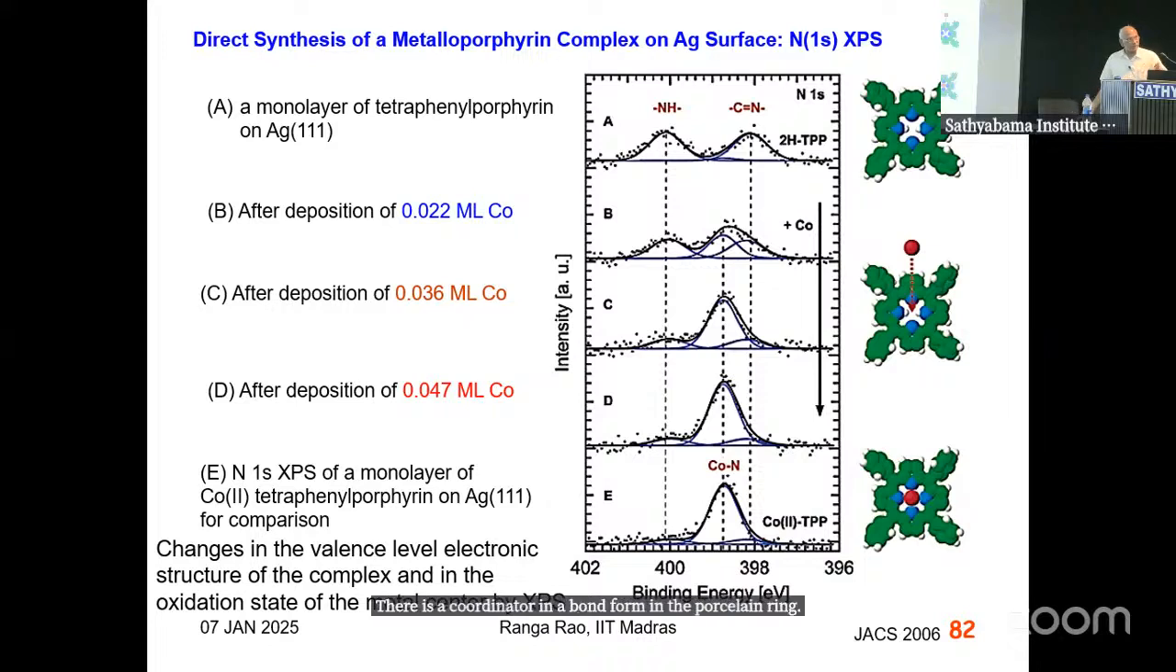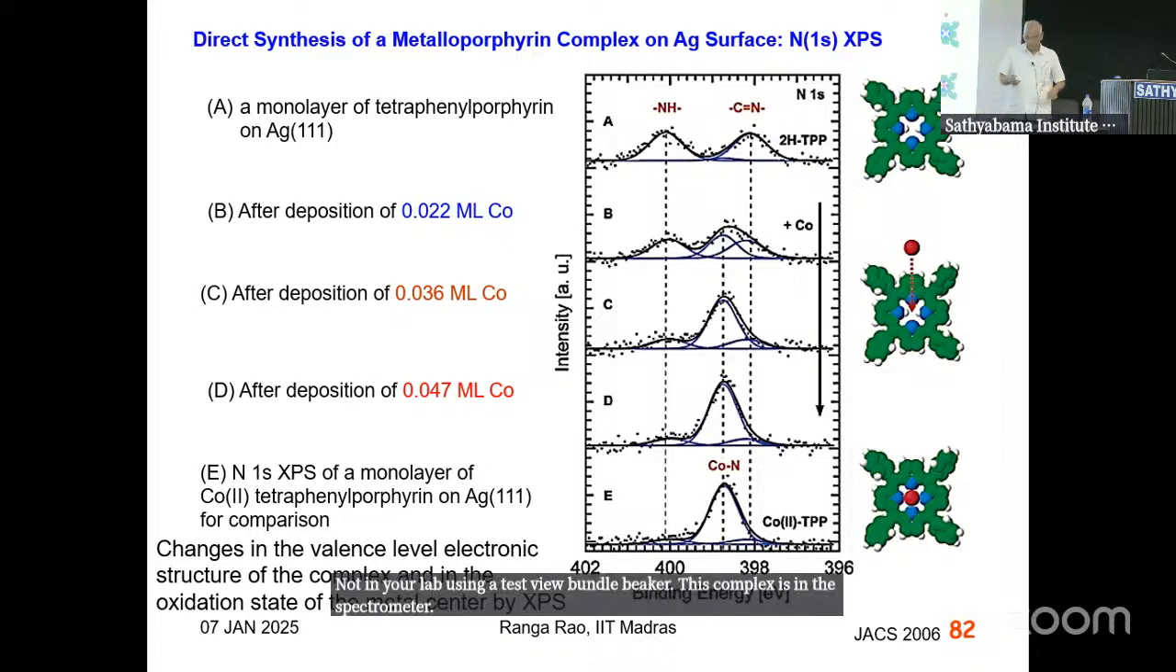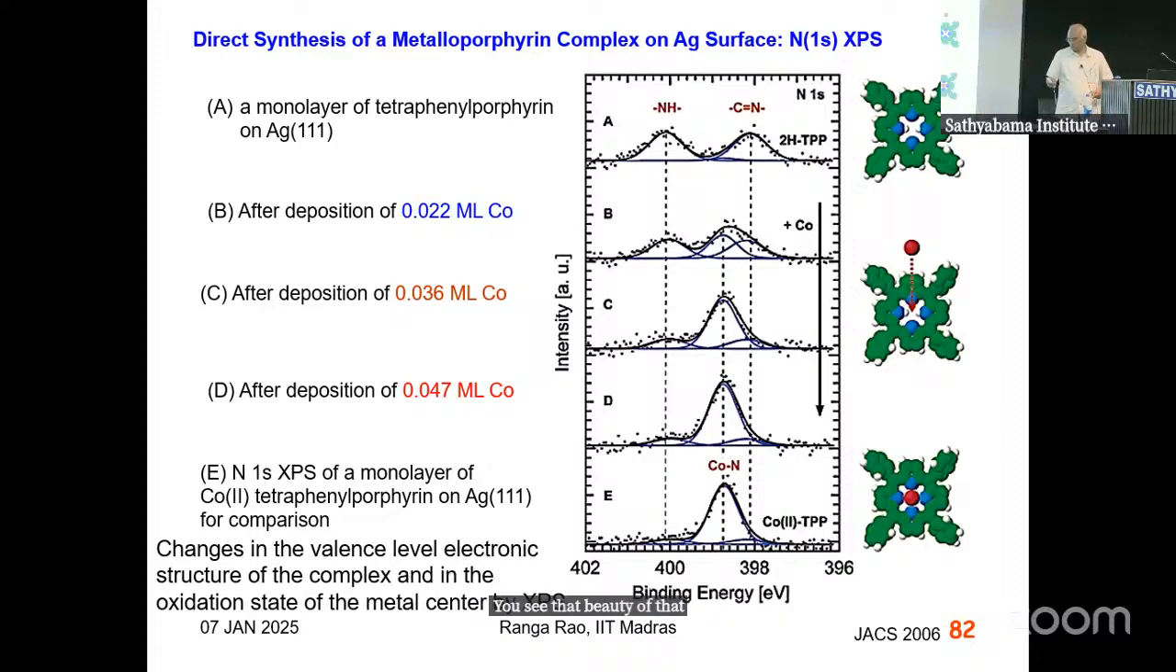This is synthesized. The very interesting thing is that this is synthesized in the spectrometer, not in your lab using test tubes and beakers. This complex is in the spectrometer. You see the beauty of that? So this is published somewhere in JACS 2006.